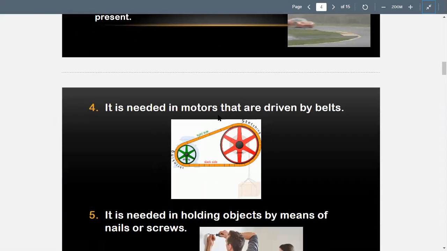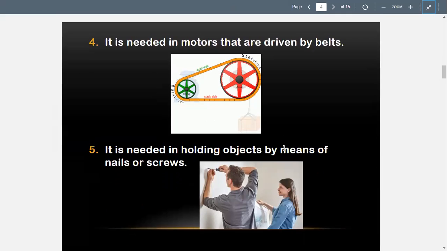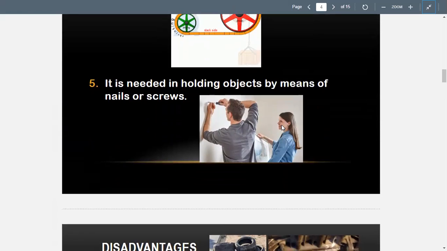Another advantage is that friction is needed in motors that are driven by belts. If there's no friction here, then you cannot drive the other gear. If you consider it as a gear, this is our belt, and then we need to drive the other gear or wheel. Next, number 5, it is needed in holding objects by means of nails or screws. If you fasten two objects together, it will hold because there is friction present between the objects that are in contact.